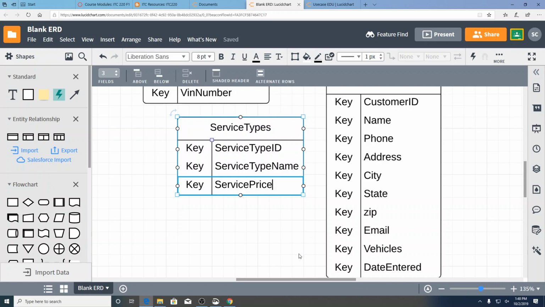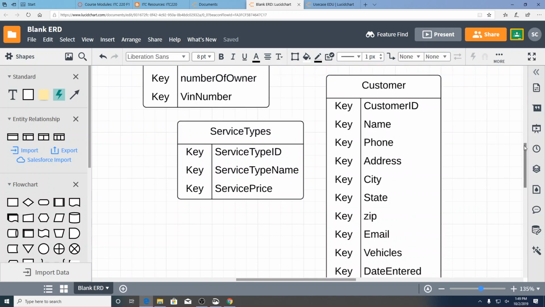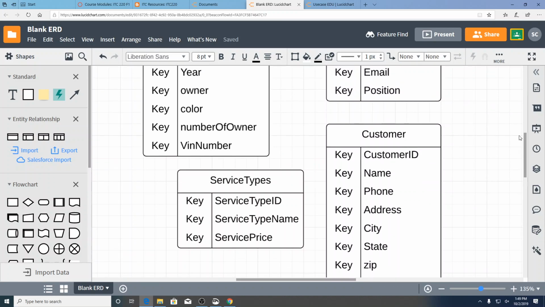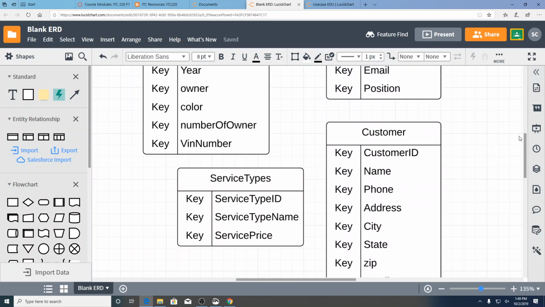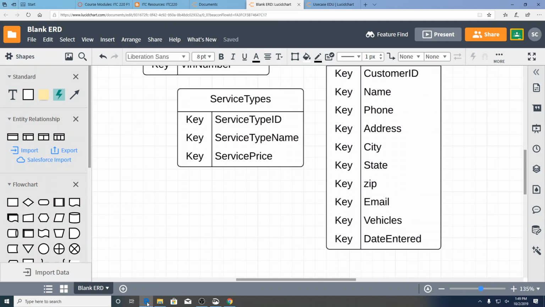Does that make sense? I ask because I am never sure I am making sense. I'll make this smaller and I will post this on the blog, so if you don't get everything, it will be there. Okay, so we've got service types, and then the last thing, and then we'll start talking.